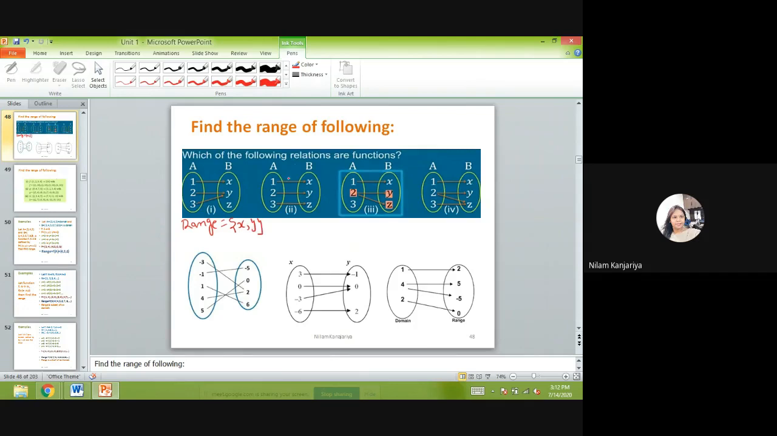Now look at the second figure. The second one is a function, right? Then what is the range? The range is x, y, and z. Then move on to the third figure. The third one is not a function. If it is not a function, you can't find the range. So the range is not defined.